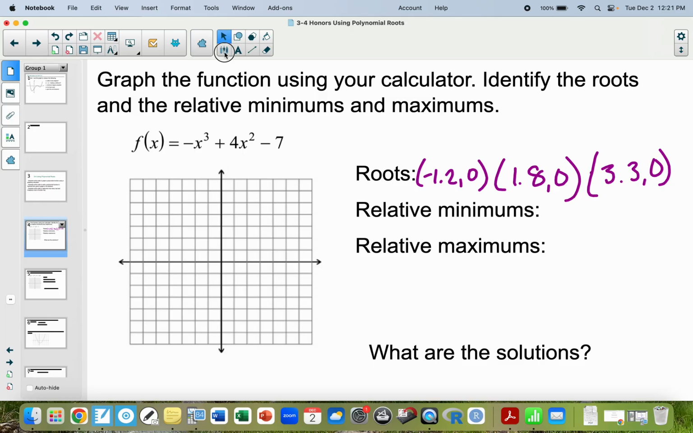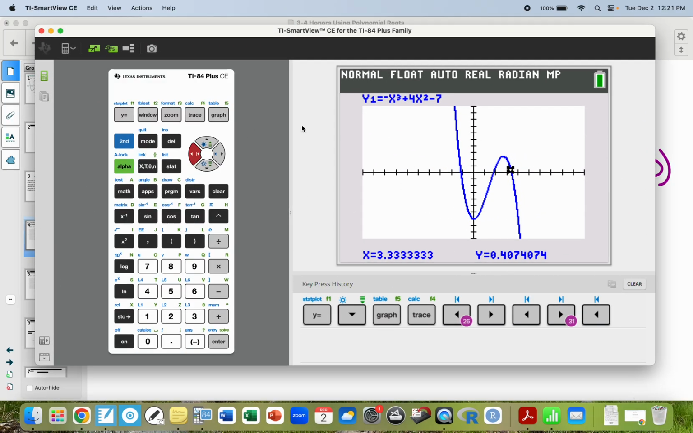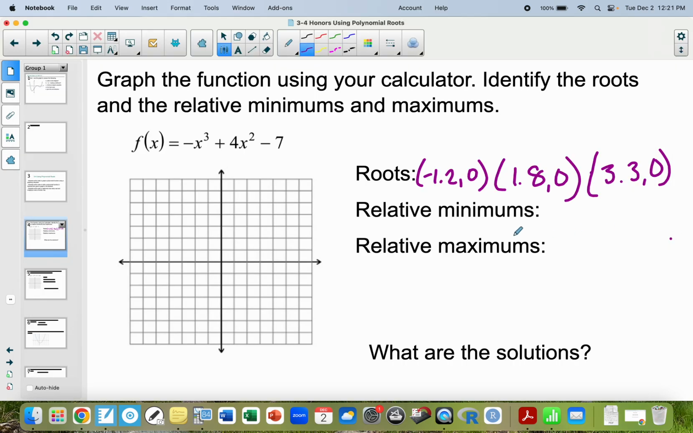A relative minimum is like a low point on the graph, and the reason it's called a relative minimum is because it's not truly the minimum. So this point right here, this low bump on the graph, is a relative minimum, and it's not really a minimum because this graph keeps going down and down forever. So we have only one relative minimum, and sometimes you might have multiple if there's multiple bumps in the graph. We have one relative minimum at 0, -7.